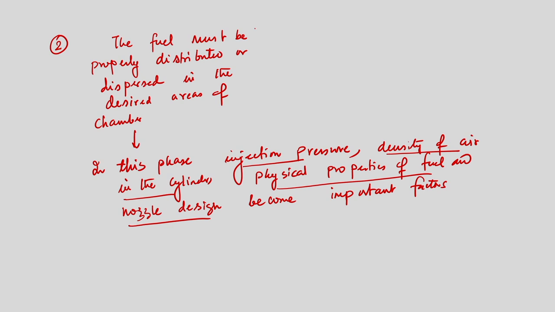In the first phase, we need to ensure fuel is broken up into finer droplets, essentially to ensure proper mixing. The second part is a desired spray pattern, so that we can spray fuel in the desired area of the chamber. And when we talk about the desired areas of the chamber, injection pressure, density of the air in the cylinder, and physical properties of the fuel matter. Surface tension will try to oppose the undulation, so it will oppose the desired spray pattern, and other things like fuel viscosity also become important factors.